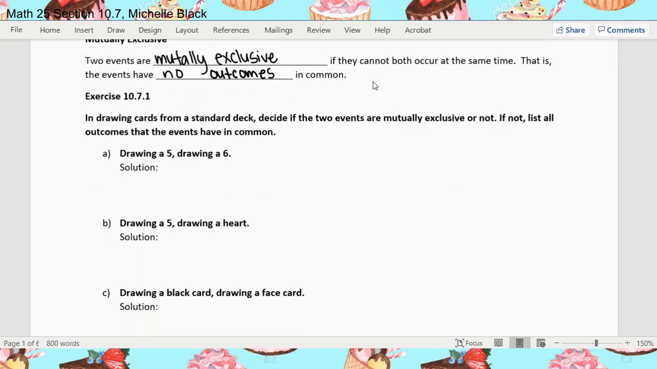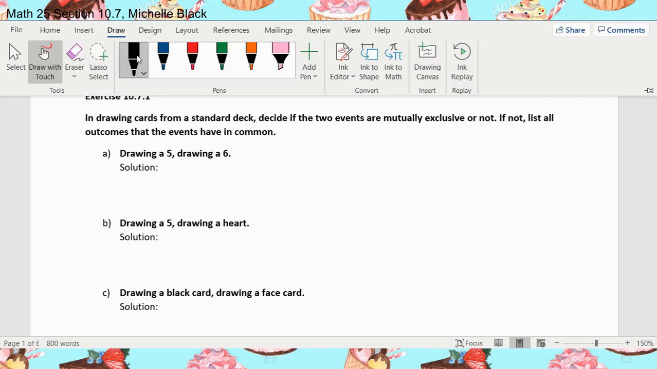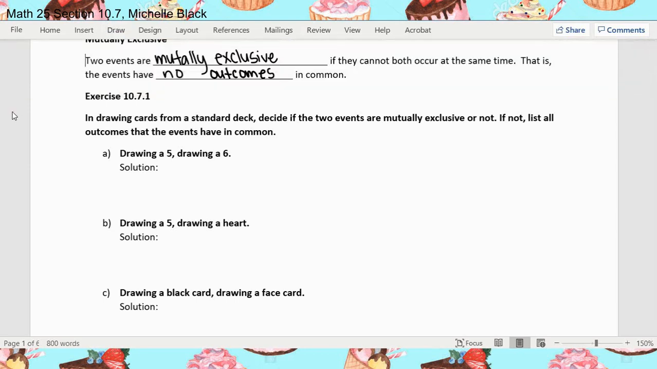In drawing cards from a standard deck, decide if the two events are mutually exclusive or not. If not, list all outcomes that the events have in common. First one is drawing a 5, drawing a 6. Well, mutually exclusive means they cannot both occur at the same time, and I don't know of any cards in the deck that are both 5s and 6s, so this would be mutually exclusive. You are either a 5 or a 6. There's not a card that's both 5 and 6.